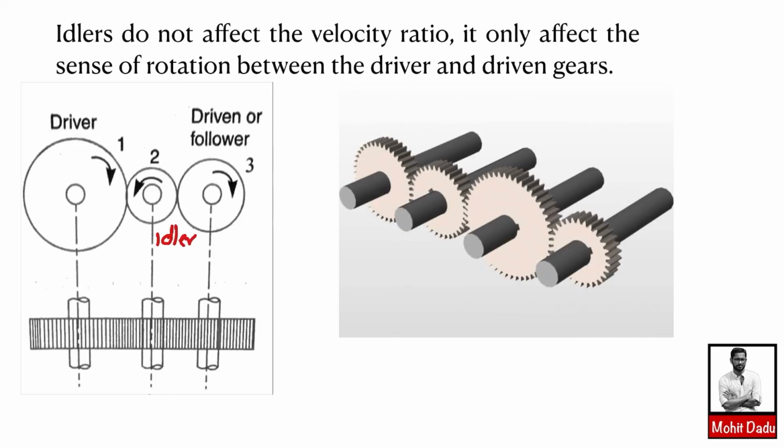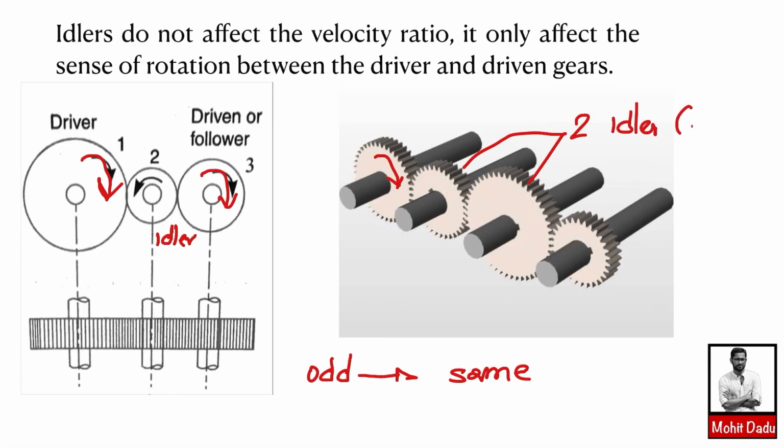Here the number of idler gears is 1, which is odd. When the number of idler gears is odd, the sense of rotation between the driver and driven will be the same, like rotation. Here you can see 2 idler gears, which is an even number. When there is an even number of idler gears, if this is rotating clockwise, anti-clockwise, clockwise and anti-clockwise, then they will be rotating in the opposite direction. So these are the idler gears, which do not affect the velocity ratio, they only affect the sense of rotation.